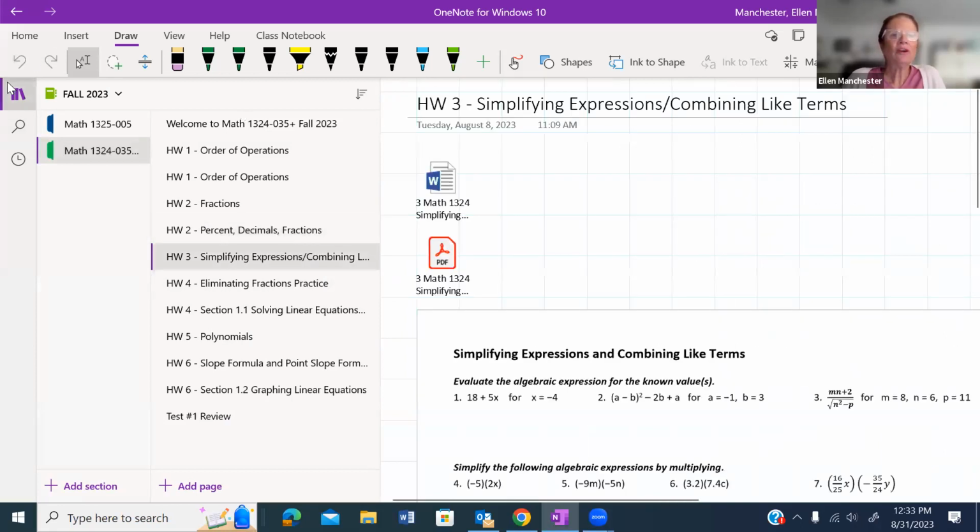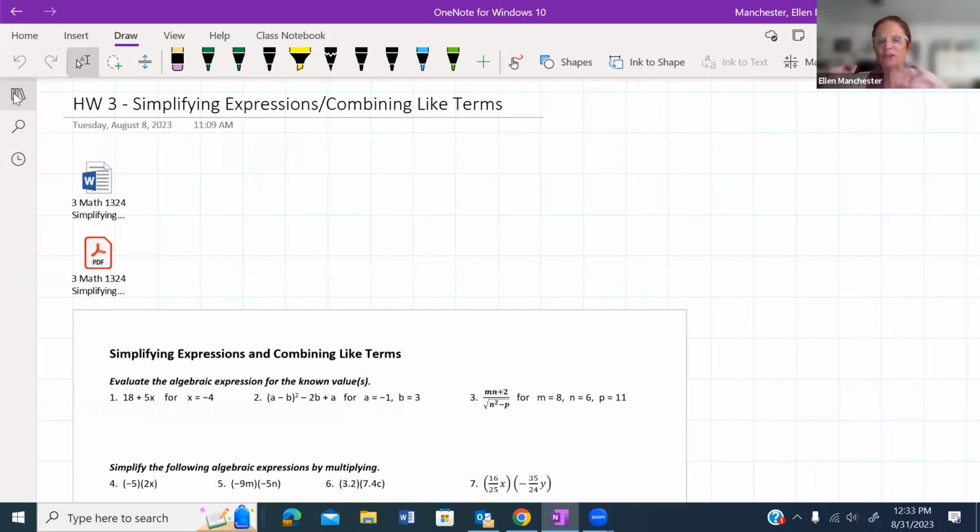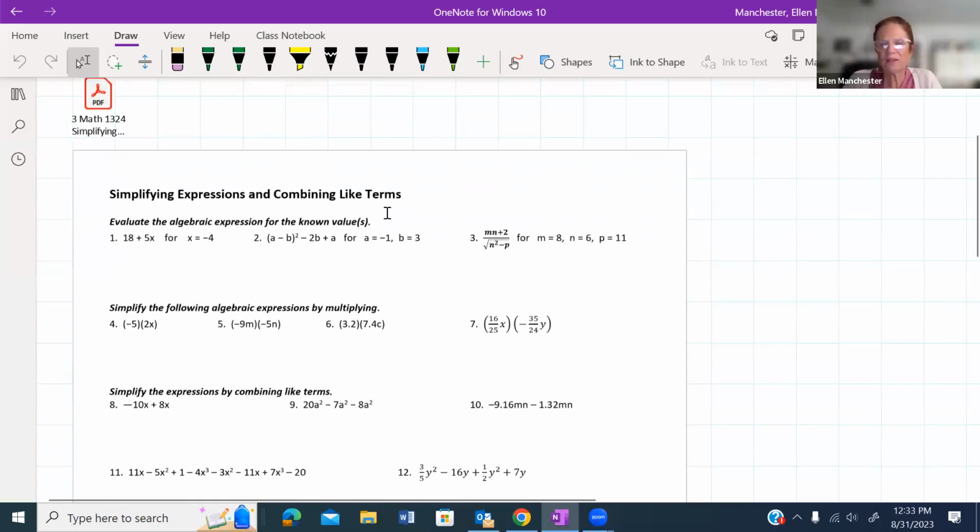Okay, so we are going to go into homework 3. So now you should be able to do homework 1 and homework 2. And by the end of class today, you should be able to do most or all of homework 3. So this again is just the developmental part. This is just kind of reviewing what it means to have an expression versus an equation and what combining like terms is. And so now we're getting into the algebra of this class.